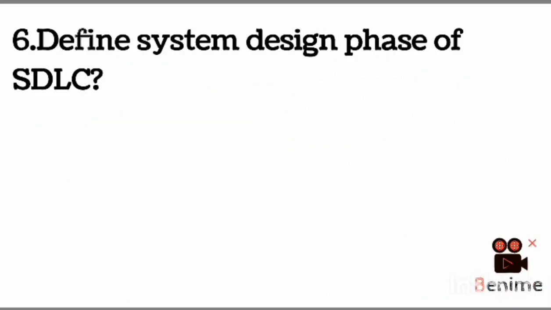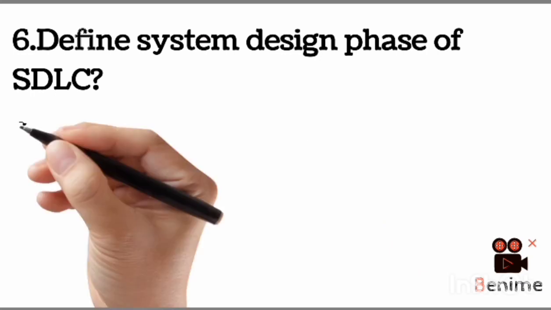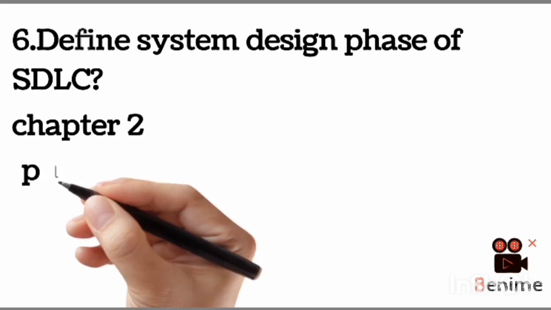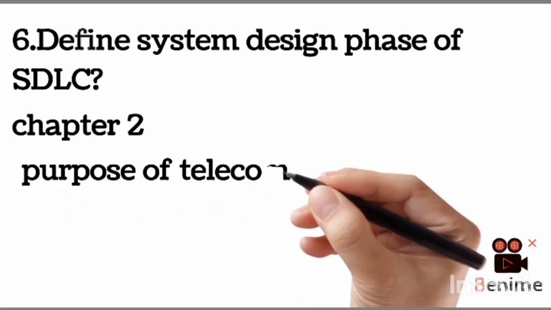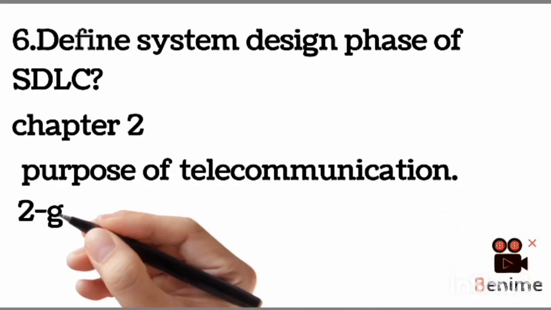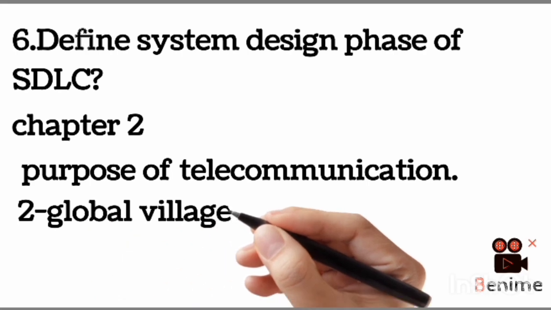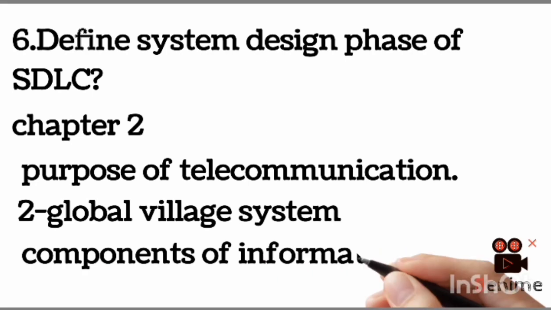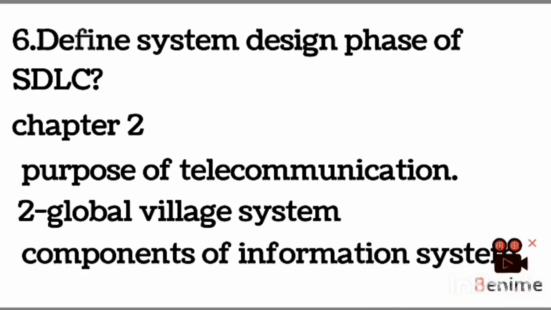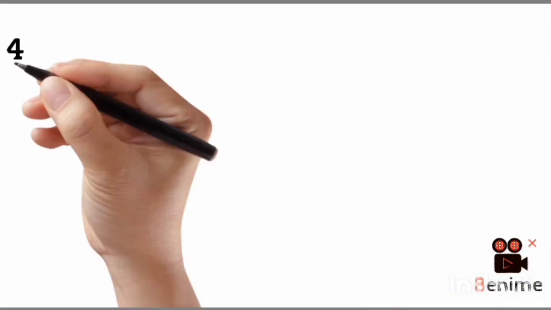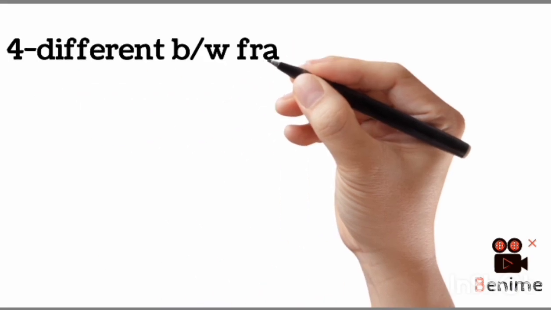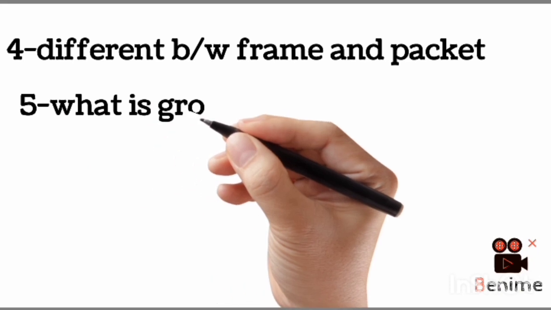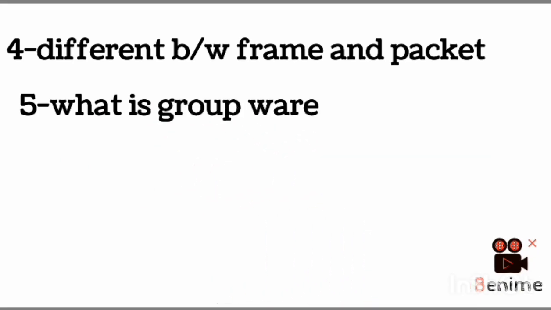Define the system decision phases of SDLC. Chapter 2. Purpose of telecommunication. Global village system. Components of information system. Difference between frame and... What is groupware?